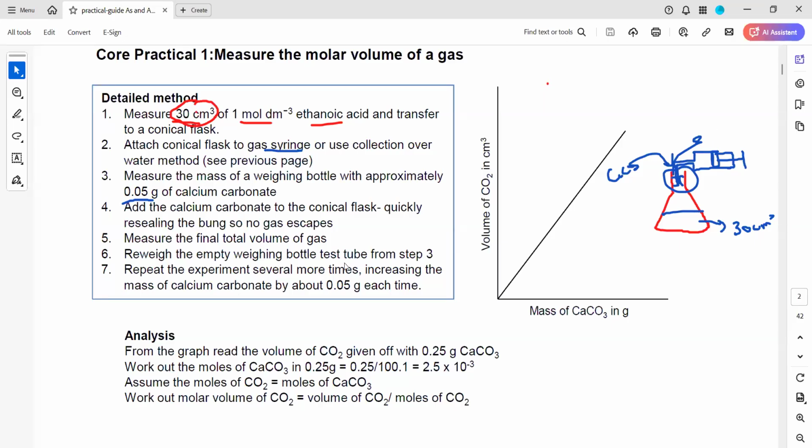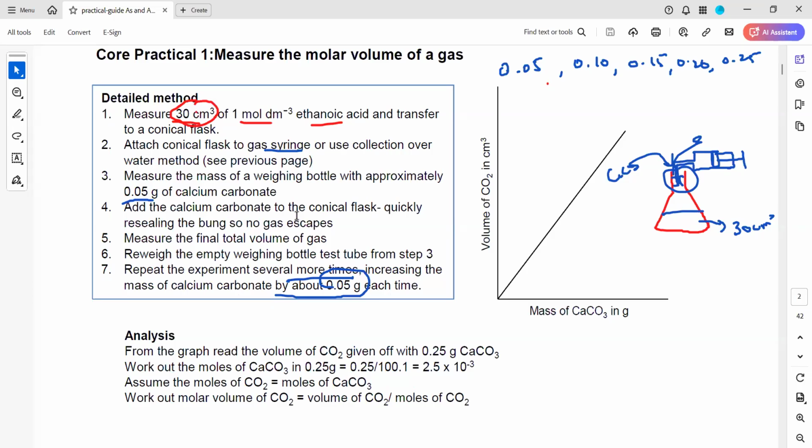Then reweigh the empty weighing bottle from step 3 and repeat the experiment several more times, increasing the mass of calcium carbonate by 0.05 grams each time. Like first we use 0.05, then we use 0.10, then we use 0.15, then 0.20, then 0.25, and repeat this procedure.